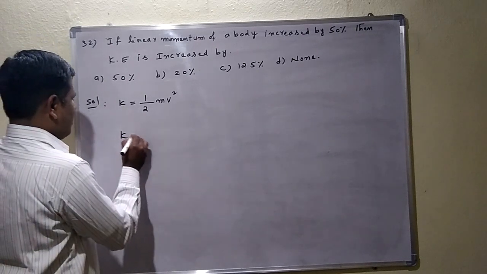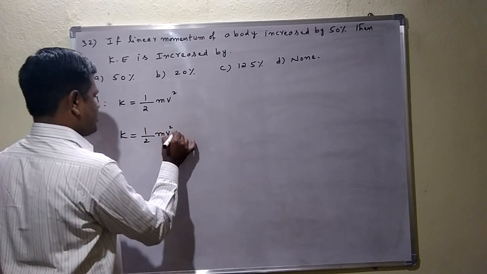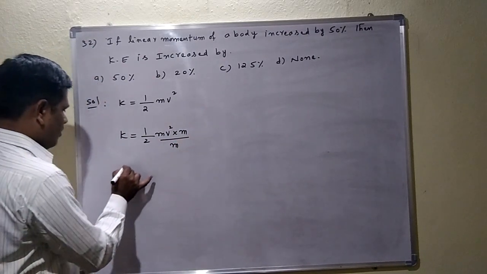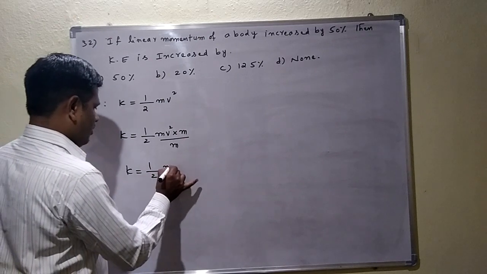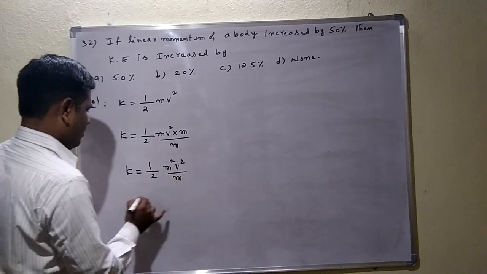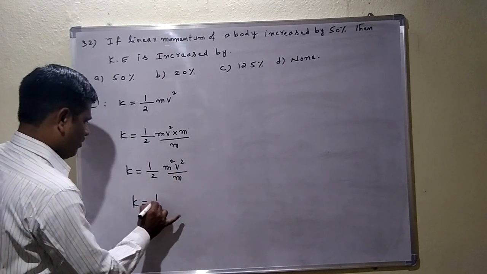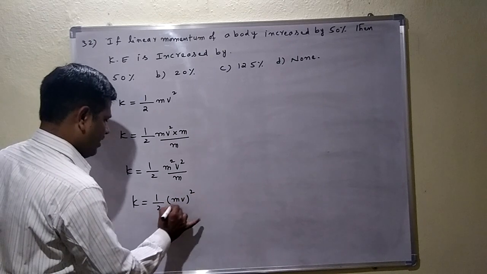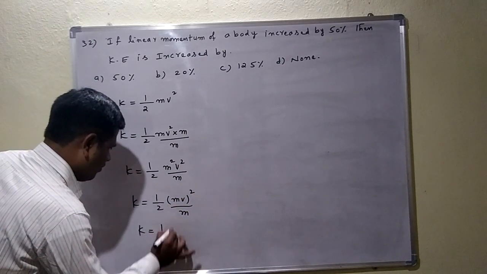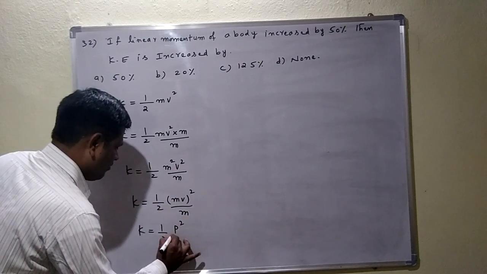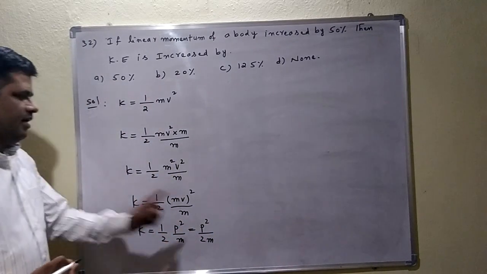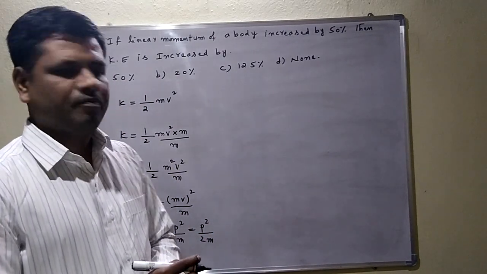Here we multiply and divide this equation by m, so there is no change in the value. So kinetic energy is equal to half into m square v square by m. Now mass into velocity is called momentum. So kinetic energy is equal to half into p square by m, which is p square by 2m. Right, kinetic energy is equal to p square by 2m.